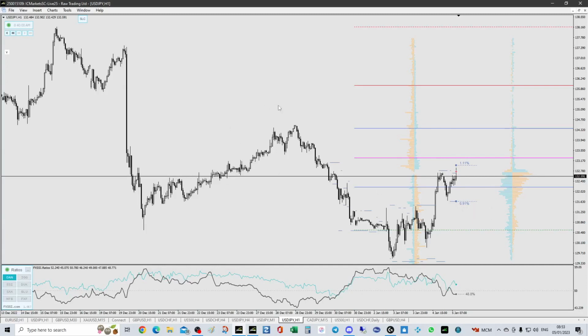So I'm going to wrap up now. Don't want to make it a long video. There's some trade ideas for the dollar CAD and dollar Swiss. I'm going to take the dollar CAD one. I might take the dollar Swiss one, but I'm not sure yet. I'm going to wait for the new hour.